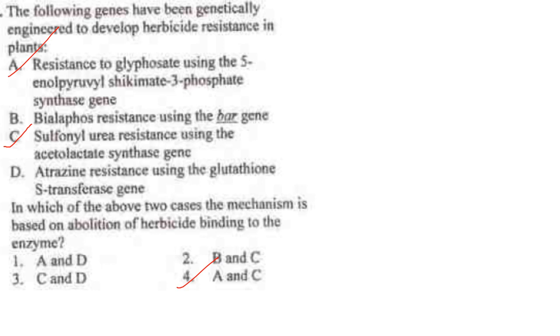The next one. The following genes have been genetically engineered to develop herbicide resistance in plants. In which of the above cases is the mechanism based on abolition of herbicide binding to the enzyme? Resistance to glyphosate using the 5-enol pyruvyl shikimate 3-phosphate synthase gene. That is correct. Then bialaphos resistance using the bar gene. That is not correct. Sulfonyl urea resistance using acetolactate synthase gene. So both A and C are correct. Answer is option 4, A and C.